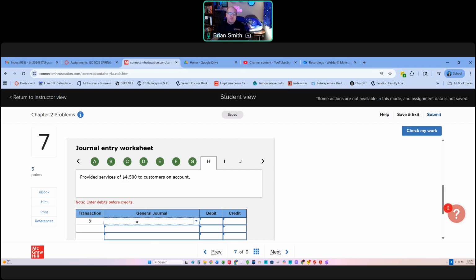All right, we provided services, but this time it's on account. So now they owe us money. That is accounts receivable, and that was for $4,500. It's always the most. When you make more money, it's always to accounts receivable. I don't know why, but this is service revenue again.